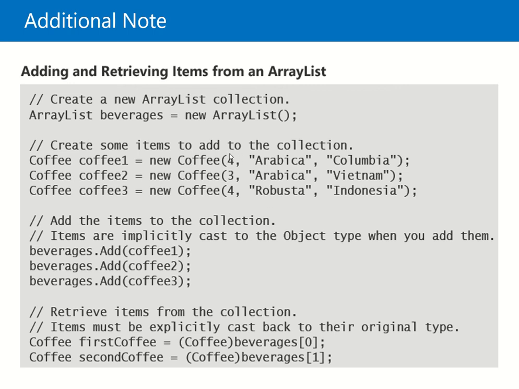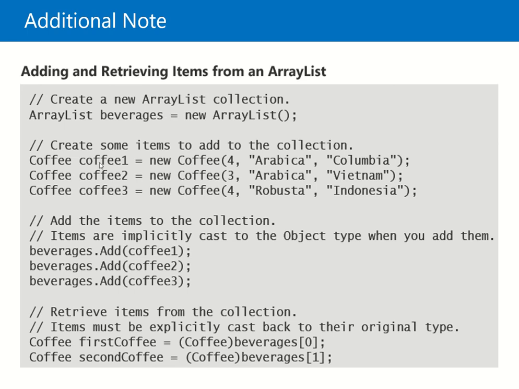This is the name of the coffee, and this is the origin, the country of origin. So coffee 1 is Arabica, Colombia. Coffee 2 is Arabica, Vietnam. Coffee 3 is Robusta, Indonesia. You want to store all this information in the beverages you just created. So you have three objects, coffee 1, coffee 2, coffee 3, that you built based on the coffee structure.